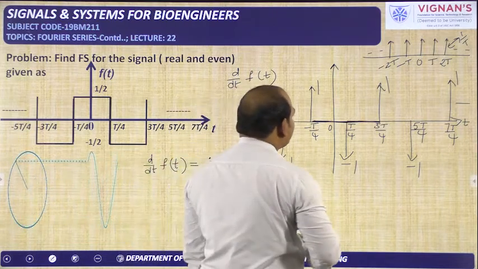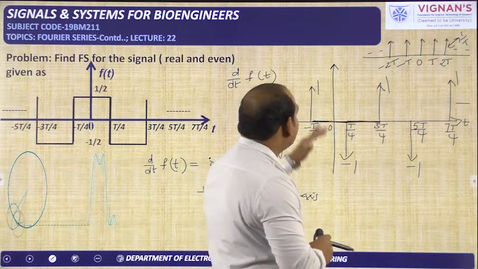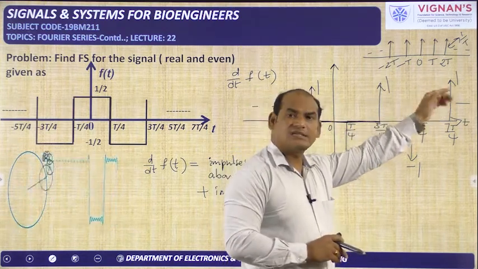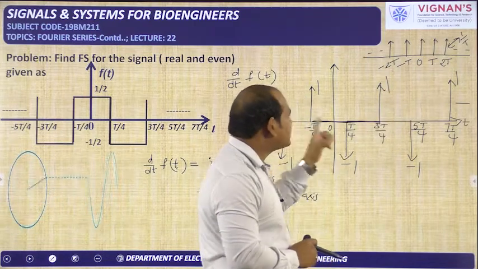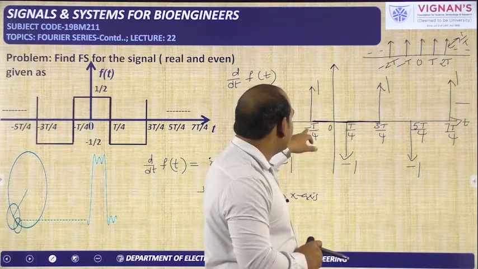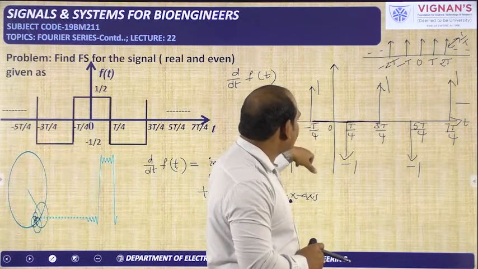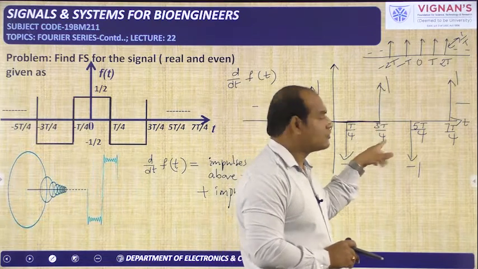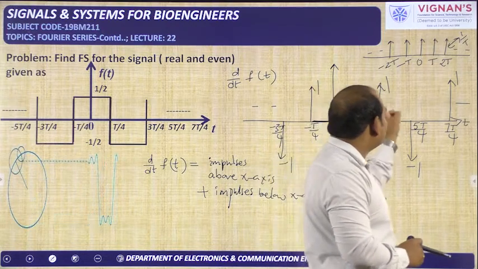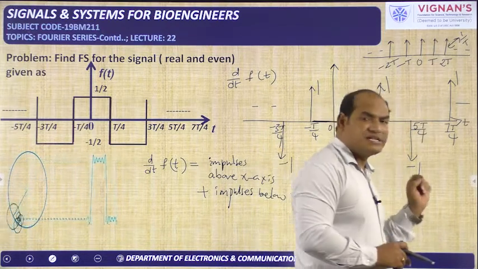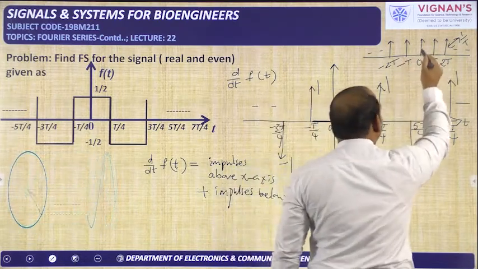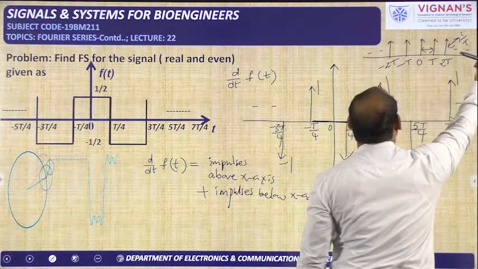And if you see the time period for the impulses which are above the x-axis, if you observe only this impulse and this impulse, what is the time difference in between two successive impulses above the x-axis? If you see, it is available at -T/4 and it is available at 3T/4. What is the difference? 4T/4, that is T. And in between these two also, 4T/4 is the difference, that means that is also capital T. So for this type of signal with the time difference capital T, you got the coefficient 1/T.